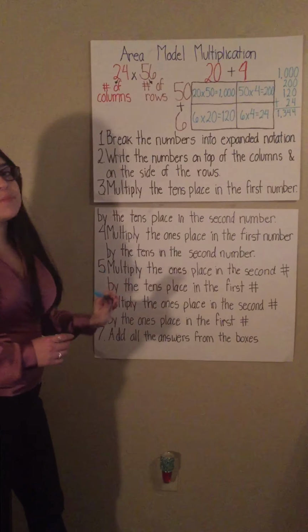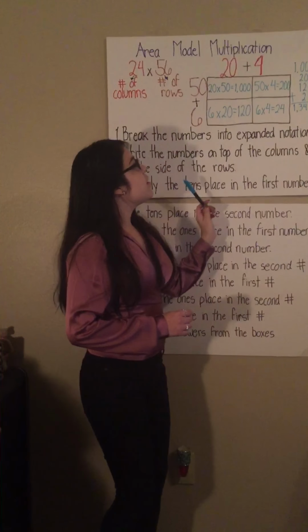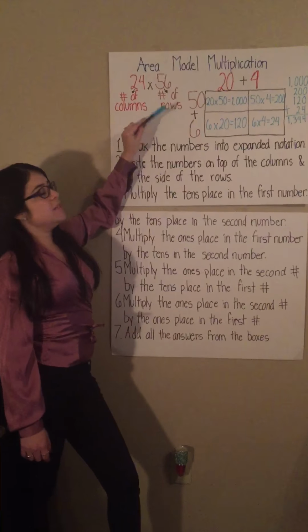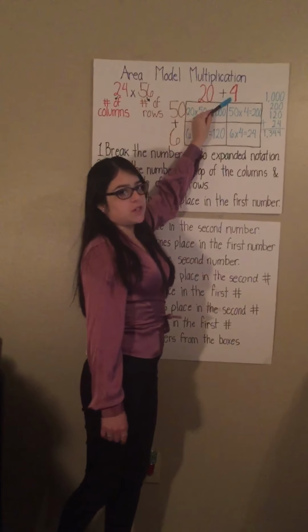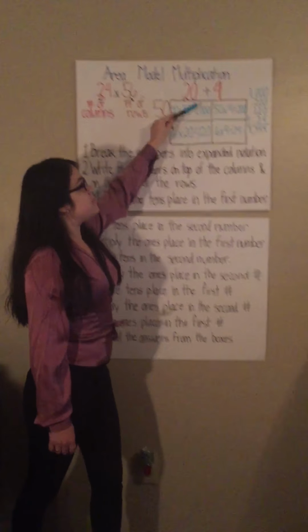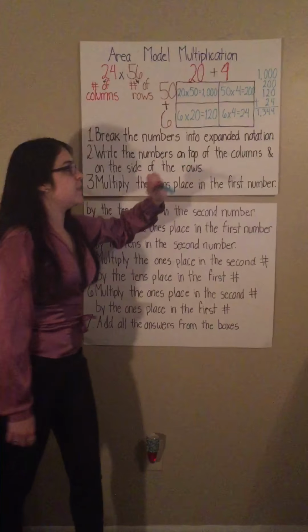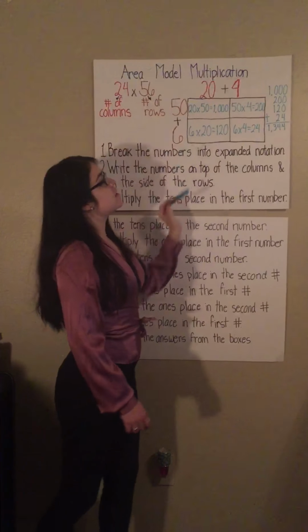Then our next step is going to be multiplying the ones place in the second number times the ones place in the first number. So we do 6 times 4 equals 24. And don't forget to write down your answers in each box.